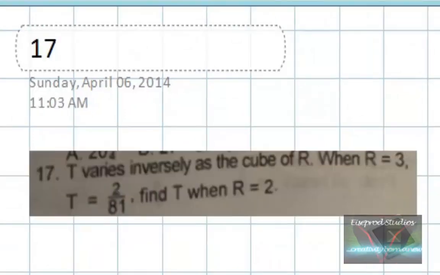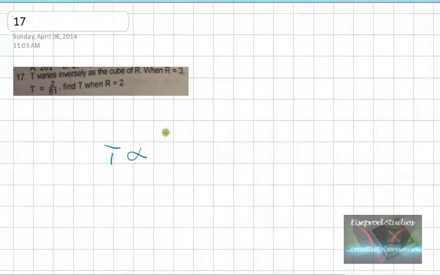Alright, so question 17 tells us that t varies inversely as the cube of r. So when it says inversely, what it means is it's going to be 1 over r cubed, because it's the cube of r. So we can make this into an equation by using a constant, because it varies in a constant way over r cubed. So then it says that when r is equal to 3, t is equal to 2 over 81. So let's plug that in.